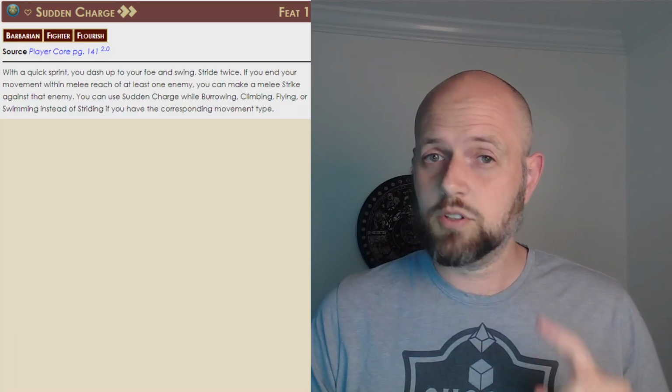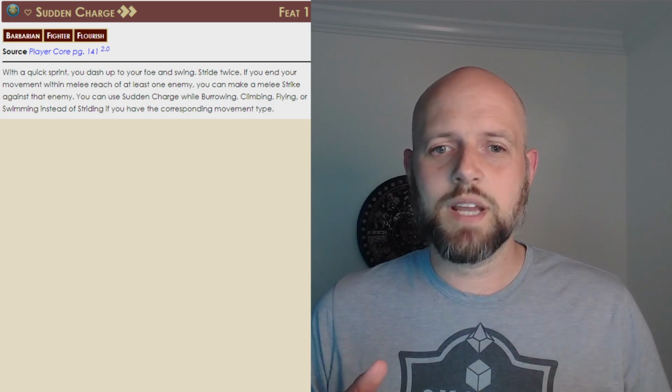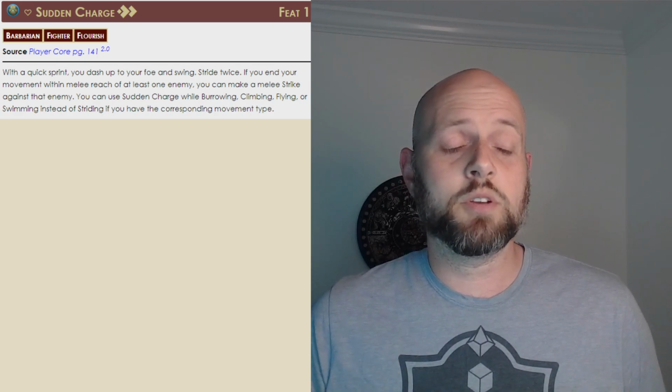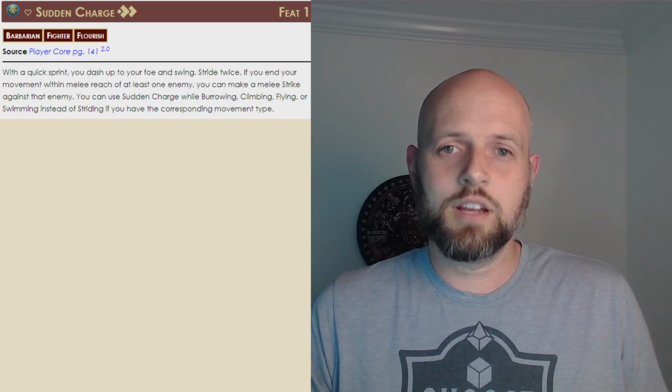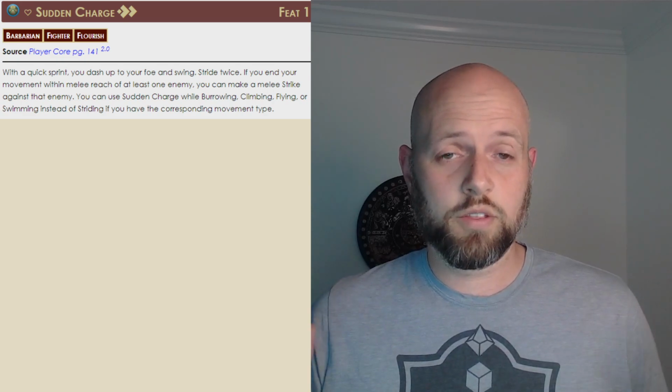Okay, so at level 1, you also chose to take the feat Sudden Charge. This is a 2-action ability. You can see it on screen right now. And for 2 actions, you get to stride twice, which already normally costs 2 actions. But assuming you end within range of somebody, you can then make a strike. So that's 3 actions worth of action economy, but only for 2 actions.